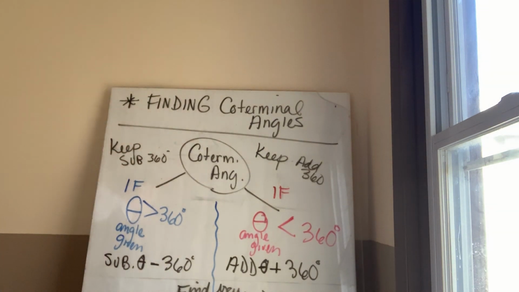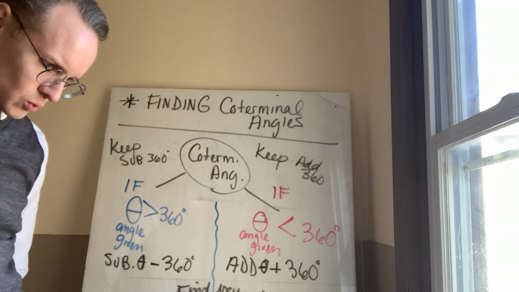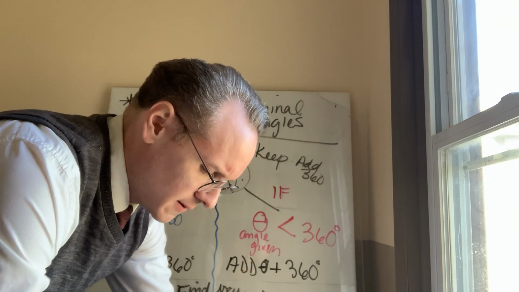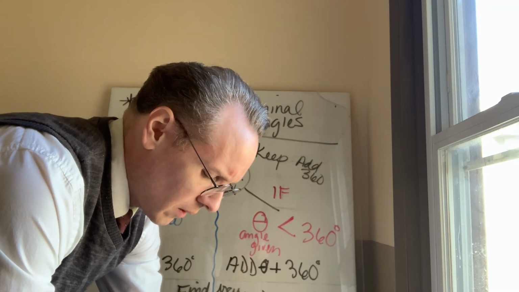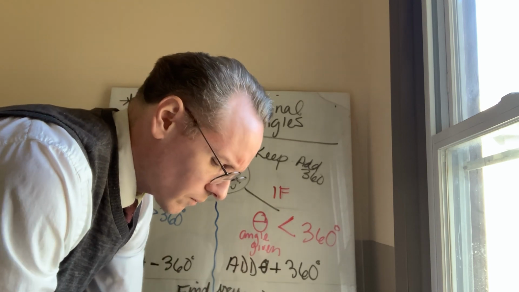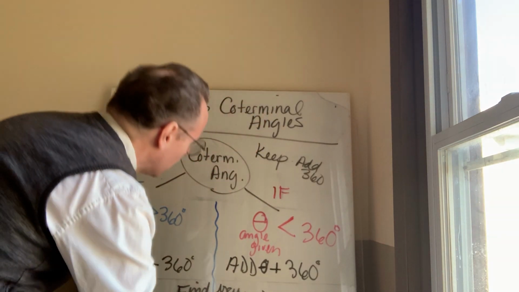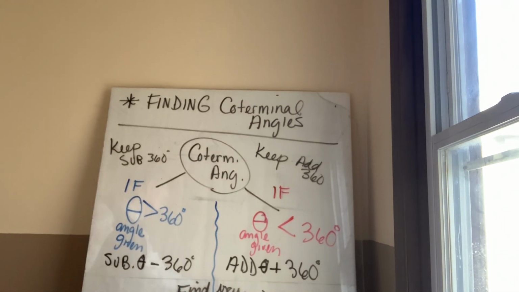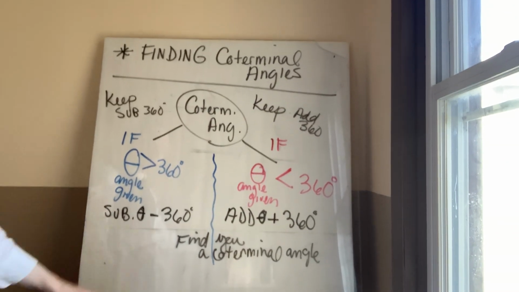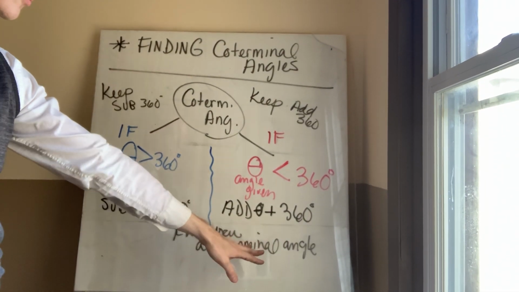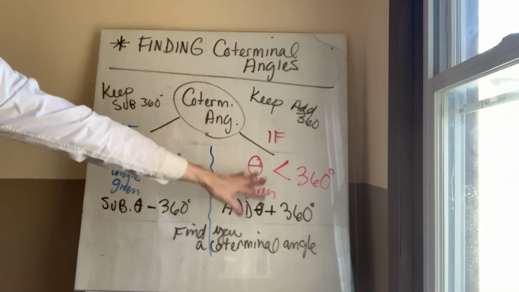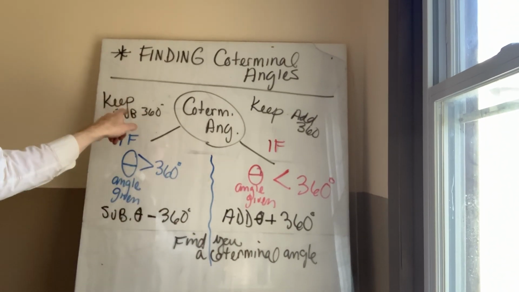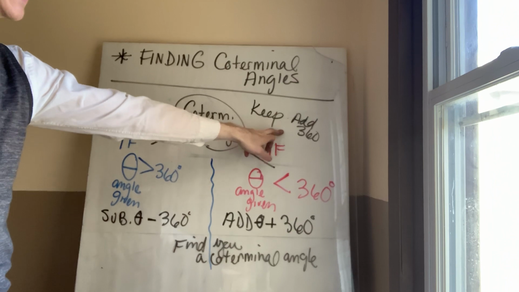Let's see. Let's do an example of that. I need to erase this, unfortunately. Let me just put this down so you can read what I wrote here. This will find you a coterminal angle, right? Given this situation or given that situation. And if you need to do more than one coterminal angle, just keep subtracting in this case, or keep adding in this case.